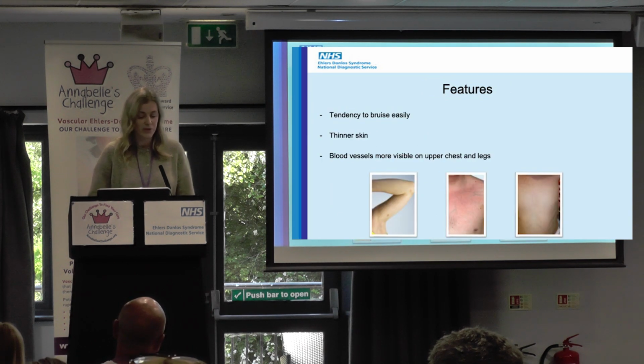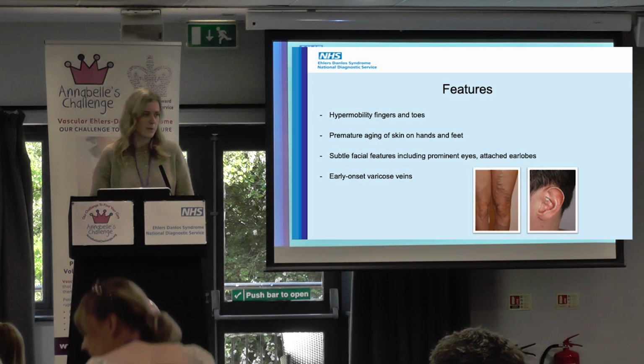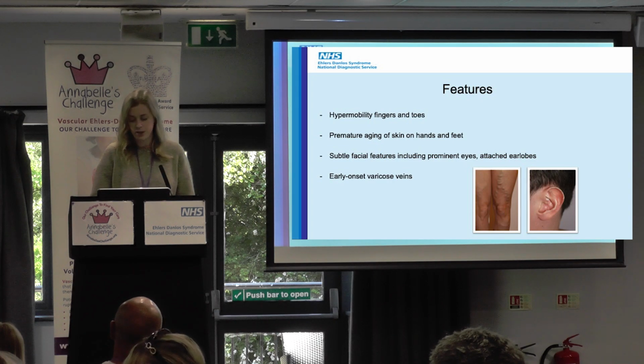As I'm sure you all know, some of the common features include tendency to easy bruising or exaggerated bruising, thinner skin, and visible blood vessels, particularly on the upper chest or the legs. These might be more tortuous in nature. Other features can be very variable, even between individuals within the same family, but some of these might include hypermobility of fingers and toes, premature aging of the skin on the hands and feet, subtle facial features including prominent eyes or attached earlobes, for example, and early onset varicose veins, so earlier than what we might expect in the general population, and not associated necessarily with pregnancy.